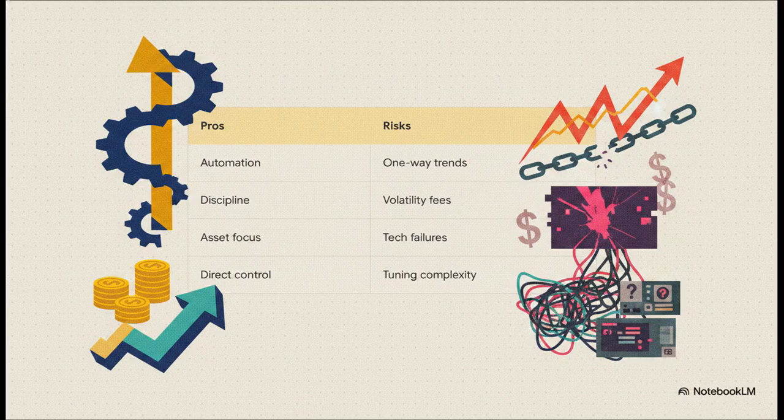Yes, the pros are fantastic. You get emotionless automation, strict discipline, and direct asset control. But the most dangerous risk factor on the board here is one-way trends. Mean reversion relies entirely on prices snapping back. If a massive, fundamental narrative shift happens and, say, Ethereum permanently outperforms Bitcoin without pulling back, you're going to find yourself trapped on the wrong side of the algorithm, and you will actually lose units of your target asset.